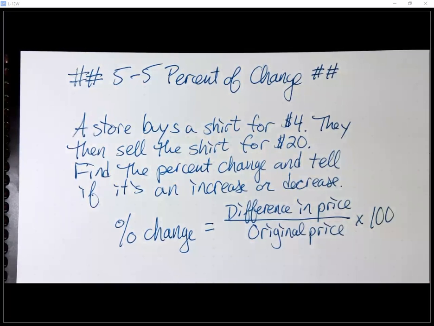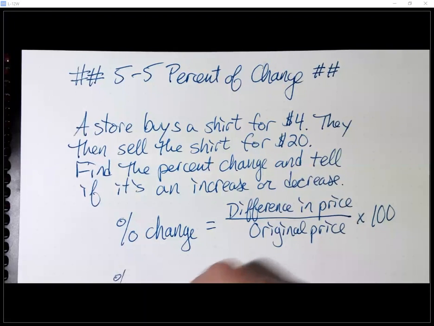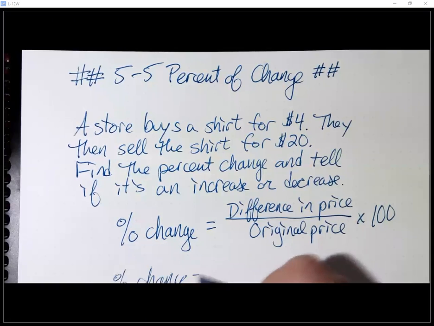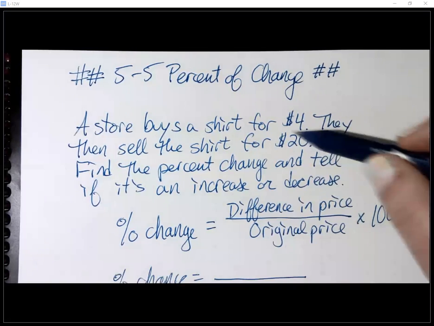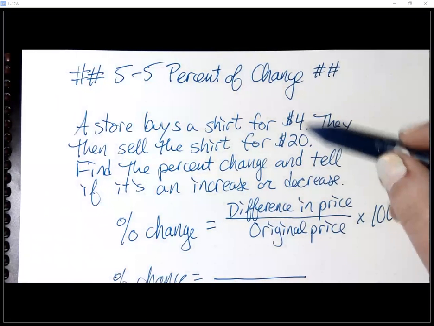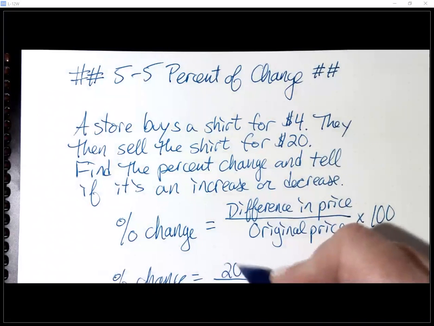Okay, so let's try this one. So if I want to figure out the percent change, what is the difference in price? It was $4 and then they sold it for 20. So what's my difference? They paid 4 and they sold it for 20. So the difference between those two. Exactly. So you just want to subtract those two. That's going to get me $16. Does everybody agree? So I'll even write that in there. We're doing 20 minus the 4.